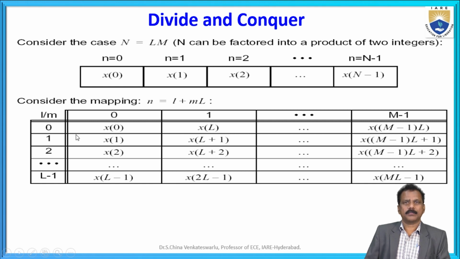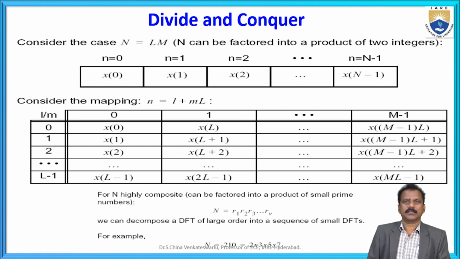Like this, go on increasing l to 3, 4 and so on. Finally for l equal to L minus 1, we get x of L minus 1, x of 2L minus 1, and so on up to x of ML minus 1. Like this, we can consider this as the divide and conquer. Values are assigned.